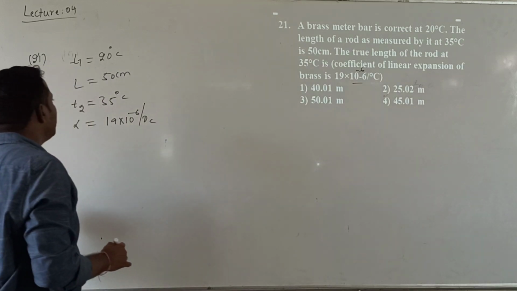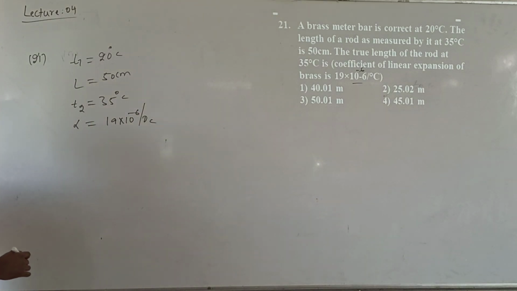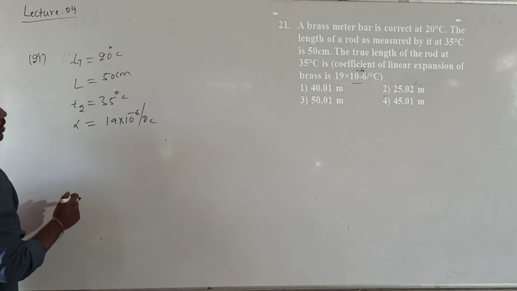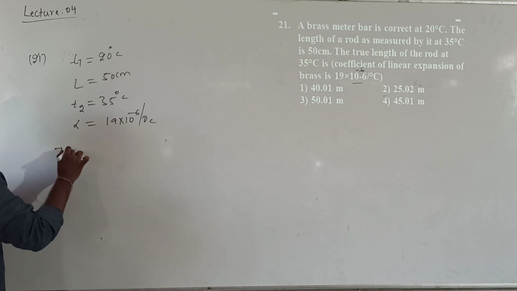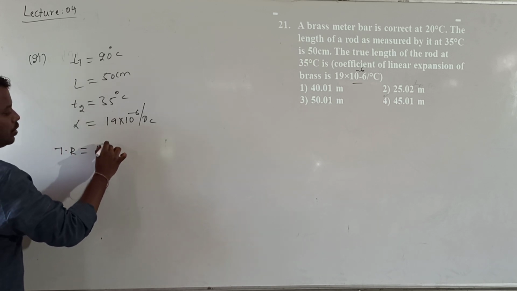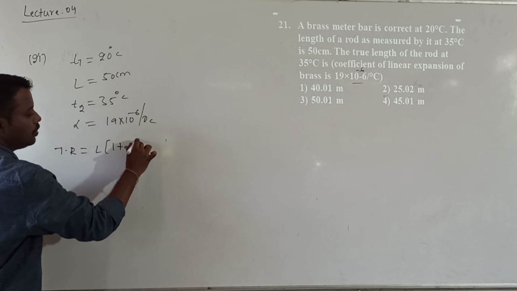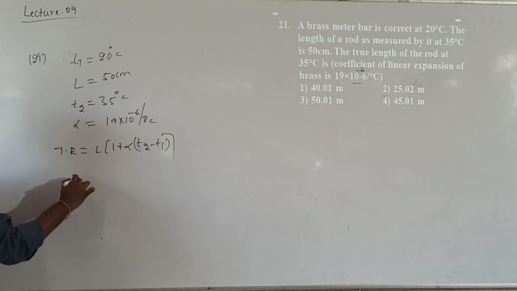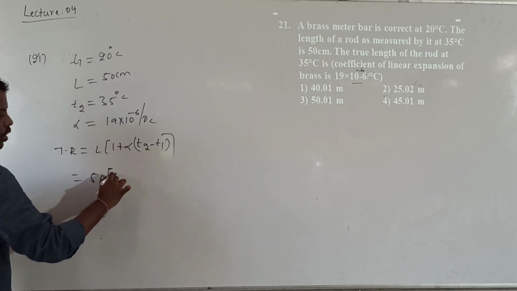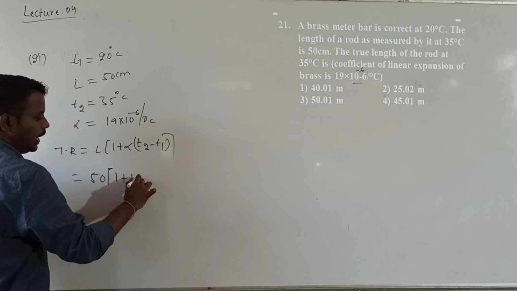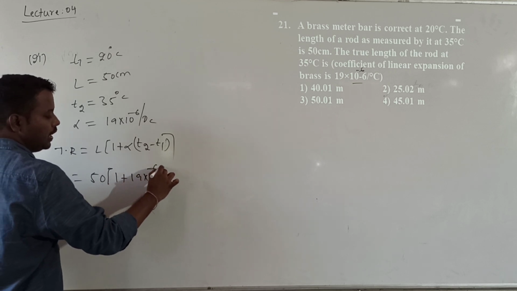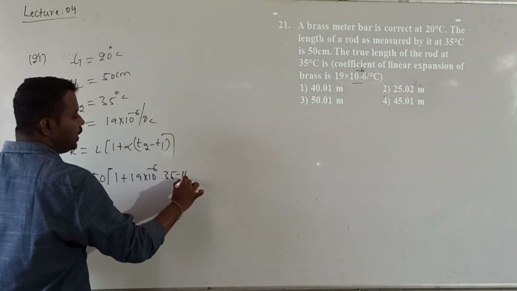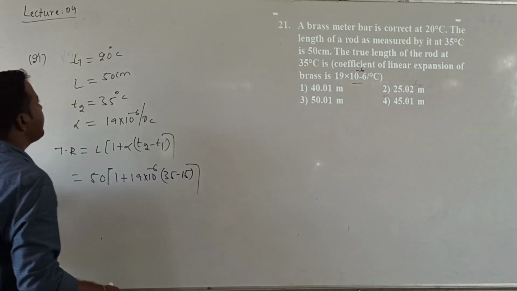Then what is the formula to calculate the true reading? True reading is equal to L into 1 plus alpha into T2 minus T1. Then what will I get? L value 50 into 1 plus alpha value 19 into 10 power minus 6 into T2 minus T1 value, so 35 minus 20.